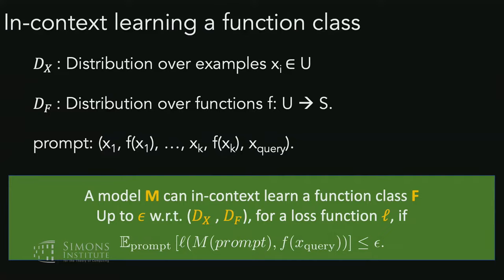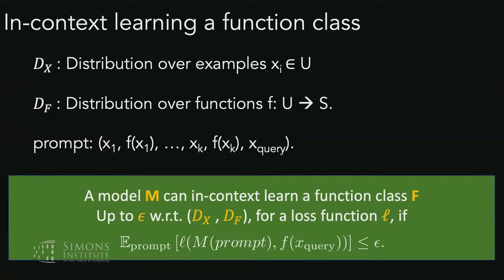And then we can form a prompt as: here's our example drawn from our distribution of examples. Here's the label, drawn by first selecting a function from this distribution and then using that function to label our example, another label, and so on. And then at the end of our prompt, we have our query, and we just want to know what this function applied to our query point is.